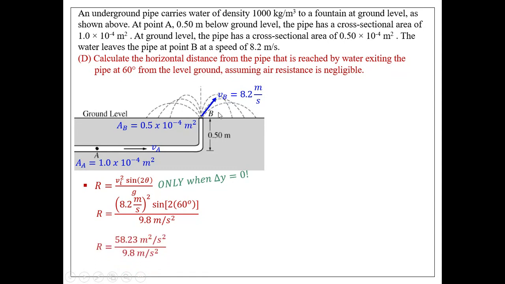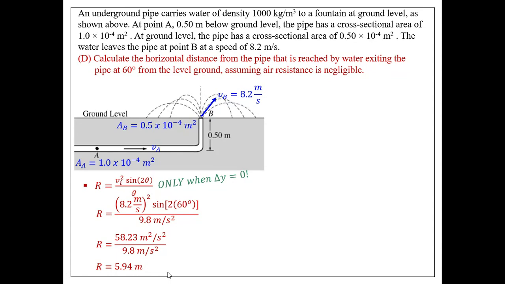So if you plug all this into a calculator in degree mode, you would just punch in sine of 120, because 2 times 60 is 120, times that by 8.2 squared, and then divided by 9.8. You will eventually arrive at about 5.94 meters. So the horizontal range here, the total distance traveled horizontally, is about 5.94 meters. I think this is the easiest strategy to use, assuming you are familiar with projectile motion functions and when to use these functions. Okay.